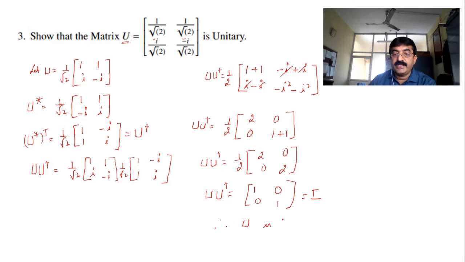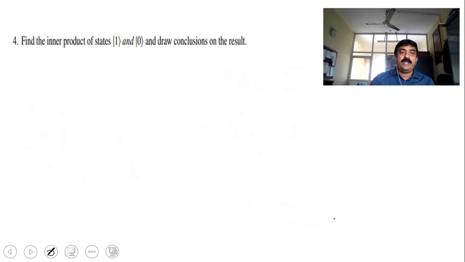Therefore, U is unitary. So, when do we call a matrix unitary? Only when it is multiplied with its Hermitian and gives the product as identity, then it is unitary. Yes, it is unitary now, because I first determined the Hermitian, then I multiplied with U, so I got the identity matrix as 1, 0, 0, 1. I hope you are following. Now let us proceed with the next question.